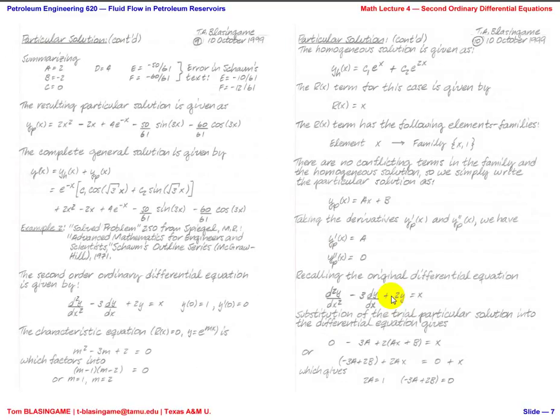And after doing a lot of algebra, you end up concluding that the particular solution for this case is given by this expression, right? Then you have to sum this particular solution to the solution for the homogeneous part, and you get the complete or general solution for the differential equation.